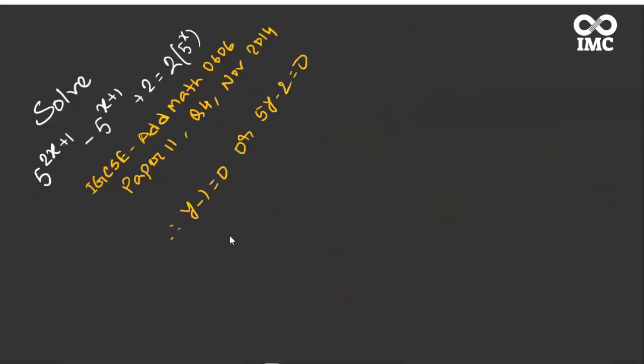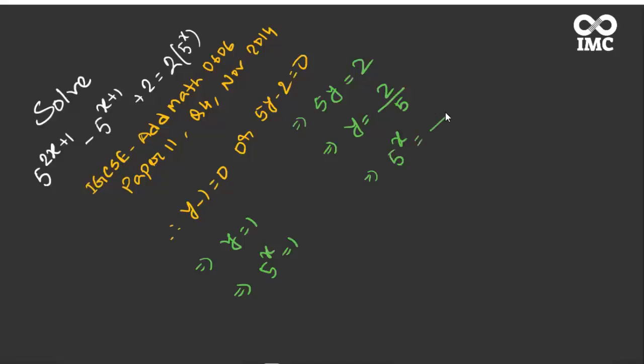Now we can write y equal to 1, or 5 to the power x equal to 1. Here we can write 5y equal to 2, so y will be 2 by 5. Instead of y, you can write 5 to the power x equal to 2 by 5. Now, using the definition of logarithm, we can write x equal to log base 5 of 1, and x will be log base 5 of 2 by 5.